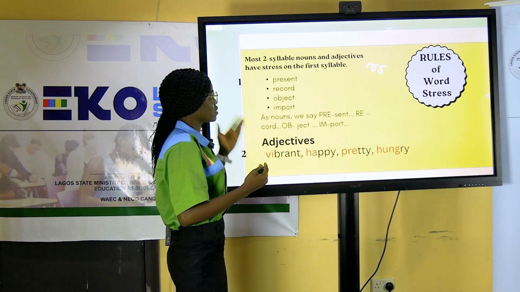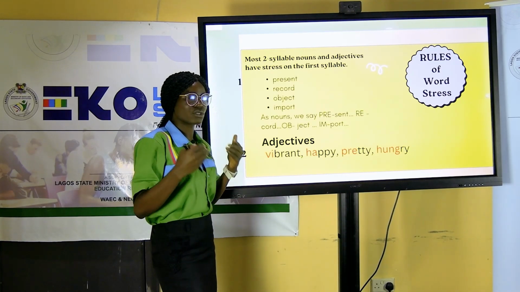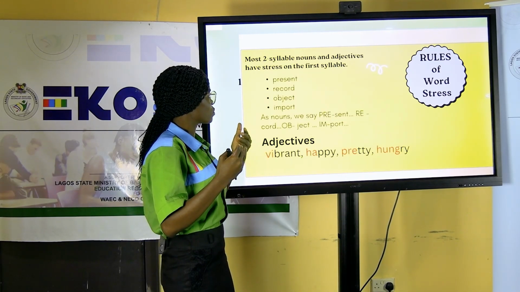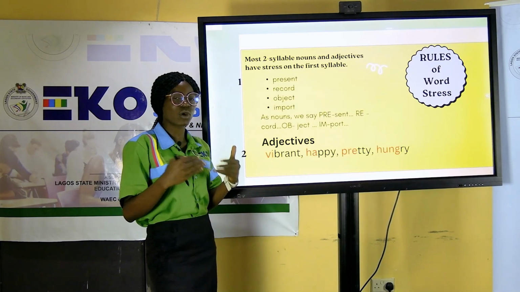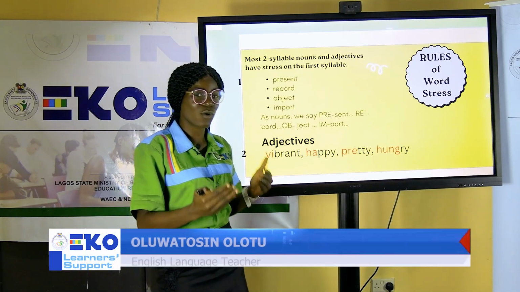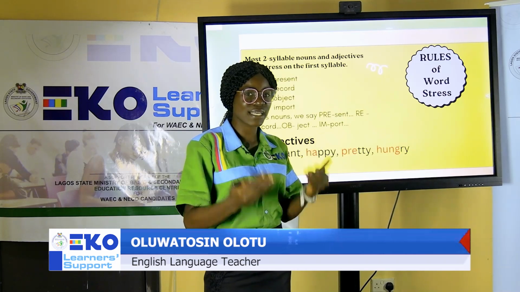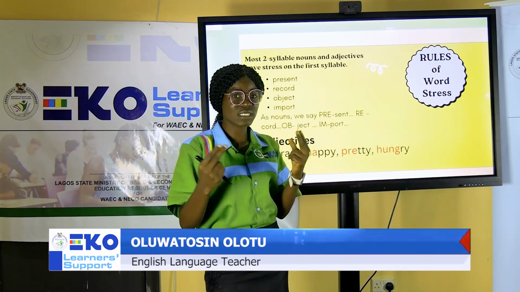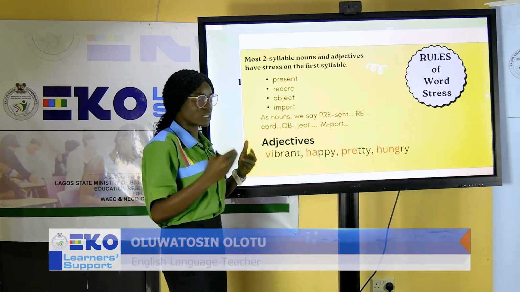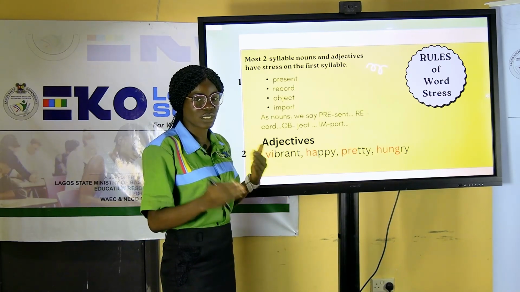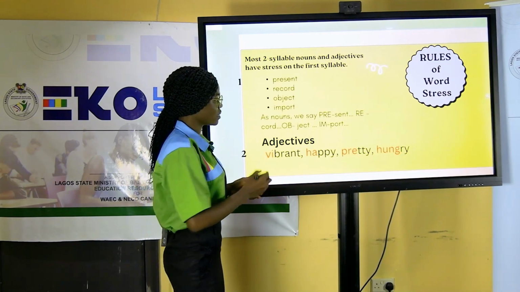In other words, according to this rule, we are to stress any 2-syllable adjective on the first syllable. So anytime you come across a question, and in that question you can identify that it is an adjective and it has 2 syllables, you are to stress the first syllable. Do you understand? Let's move ahead.